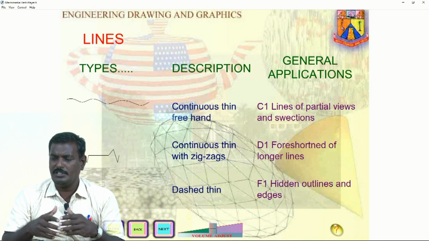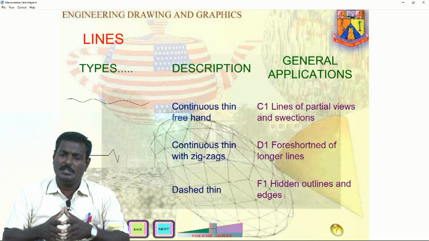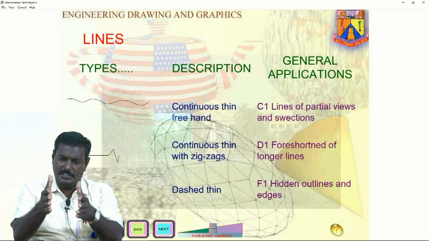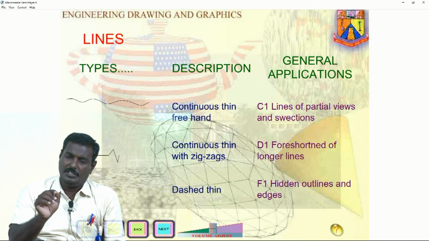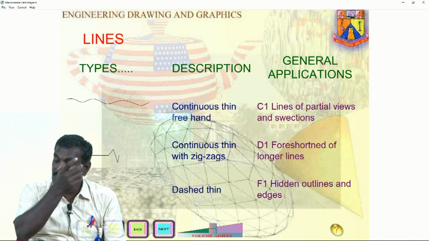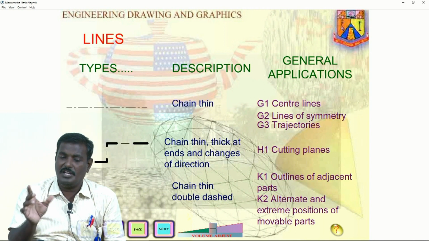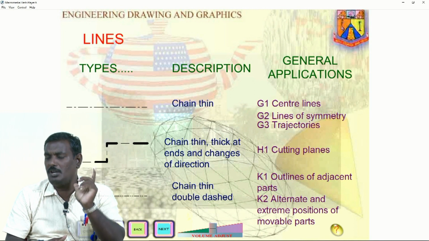Then continuous thin with zigzag. Why are we using it? If you have a very lengthy object, how do you show it on a shorter page? That is the broken edges. Then dashed thin, it is also a thin line, used for hidden edges and outlines. Then chain thin: big dash, small dash, big dash, small dash.